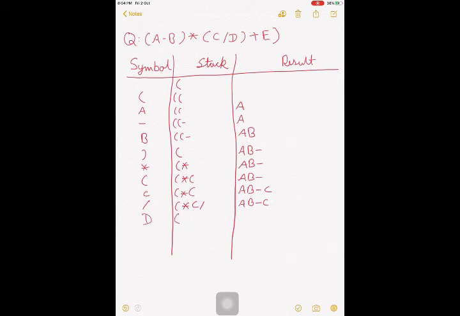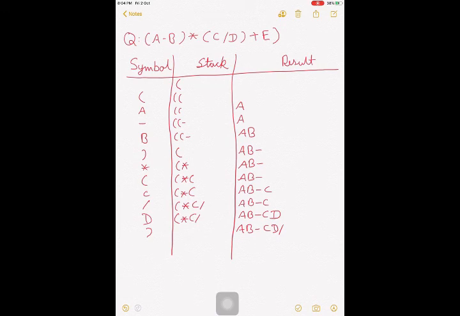This D will move to the result only, because operands are never pushed onto the stack. So the result becomes AB minus CD. Then we get the closing bracket. You know the rule: this division sign in the stack will be popped to the result. So the result will become AB minus CD upon, and both the opening and the closing brackets will be discarded.